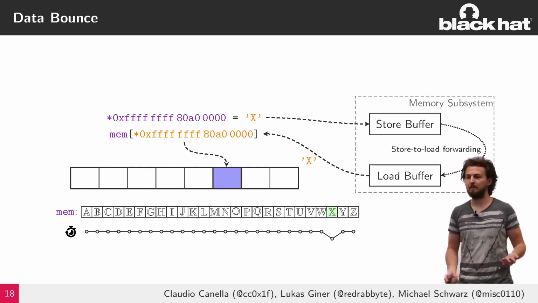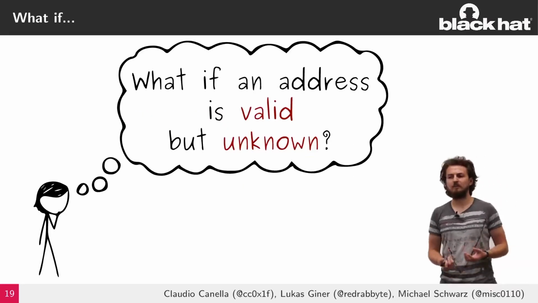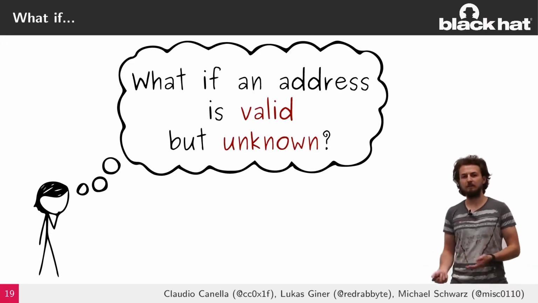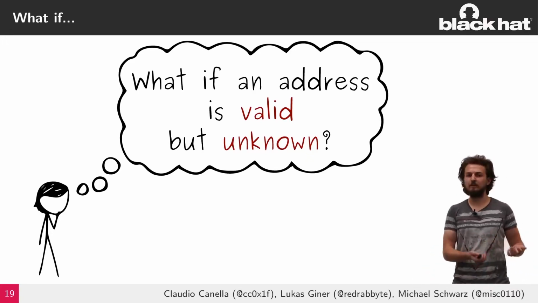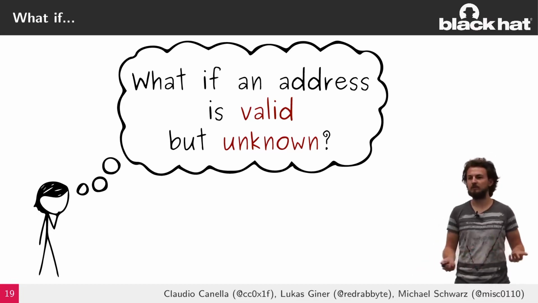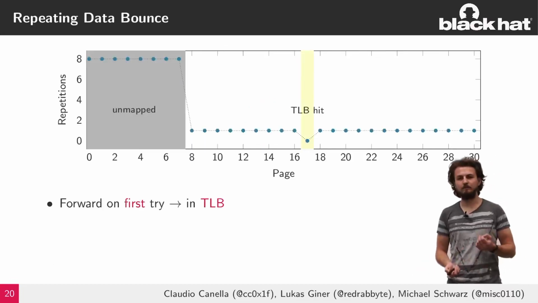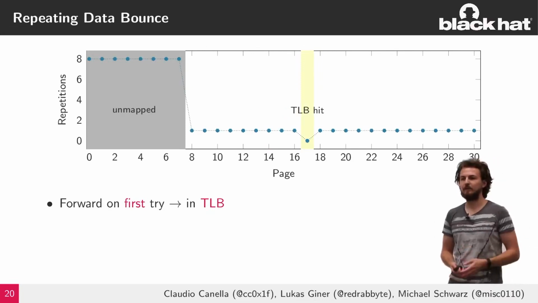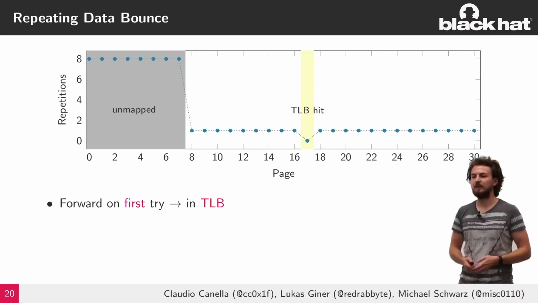Our kernel is there. So the question then is, what if an address is valid but unknown? So we know it has a physical backing, but we don't know the physical address yet because it has not been used recently. So what if we simply repeat Data Bounce? We can see here we have unmapped regions, we have mapped regions as well.